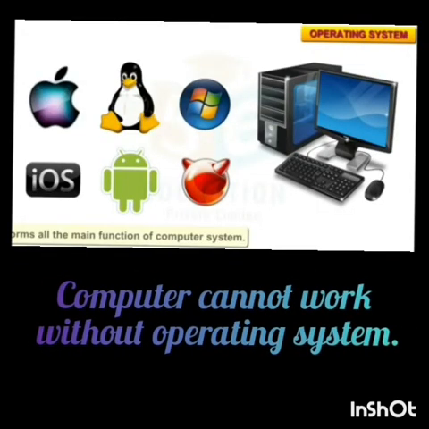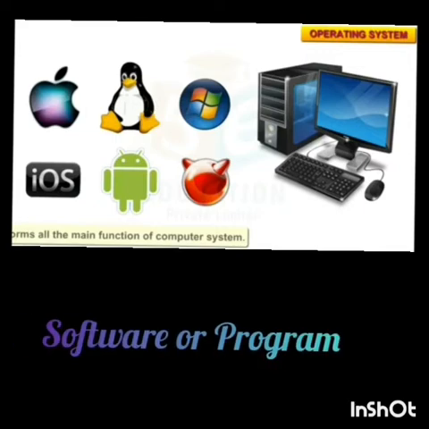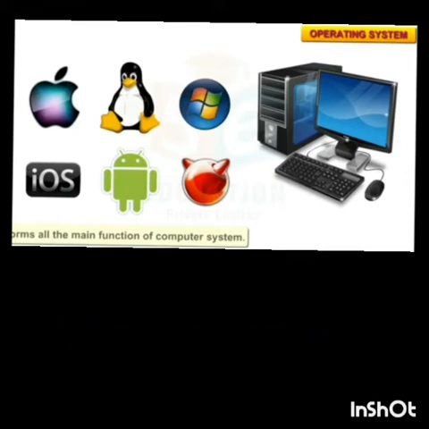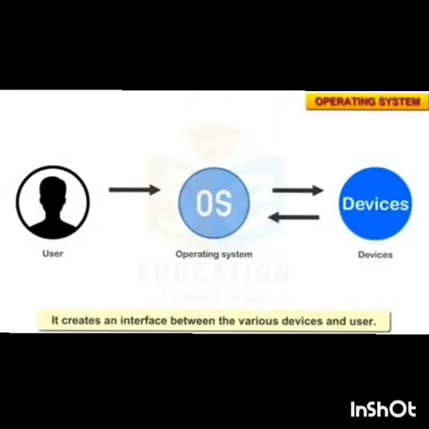A computer cannot work without an operating system. An operating system is defined as a system software or program. It performs all the main functions of a computer system. An operating system is software which enables the users to interact with the computer. It is a set of programs that controls a computer. It creates an interface between the user and the computer.